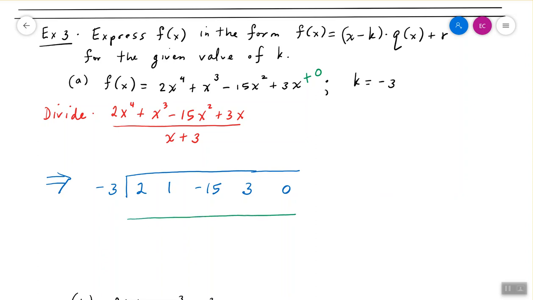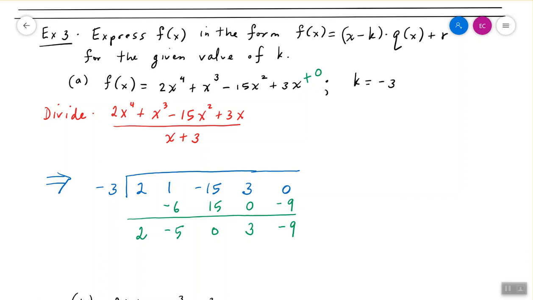Do you remember how to do it? We're going to skip a space and then draw a line across, and then we'll bring the 2 down, and then multiply 2 times negative 3 is negative 6, and then add negative 5. Multiply negative 5 times negative 3 is 15, and then add, and we get 0. 0 times negative 3 is 0. Add, and we get 3. 3 times negative 3 is negative 9. 0 minus 9 gives us negative 9.